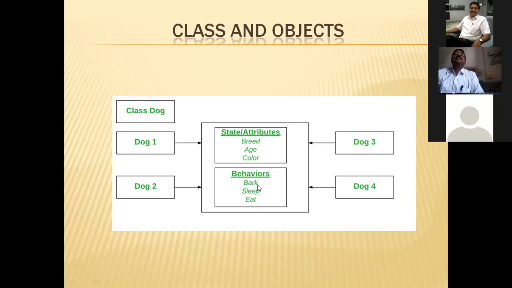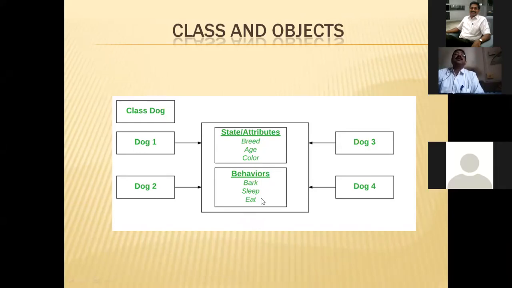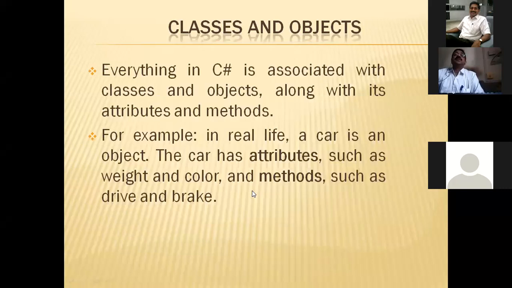How it barks is different. How it sleeps is different. What it eats is also different. Some dogs may eat meat, some dogs may eat roti, some dogs may drink milk, and so on. So they have different behaviors. Okay, so the class Dog has different attributes, states and behaviors.